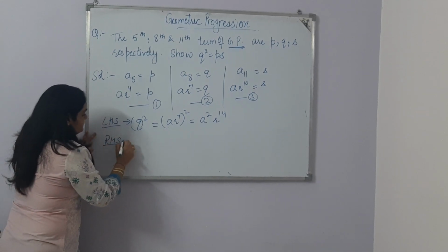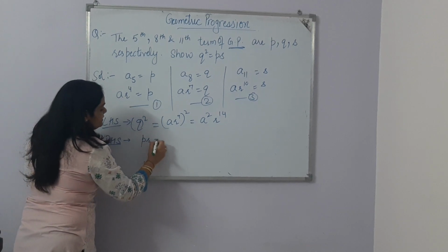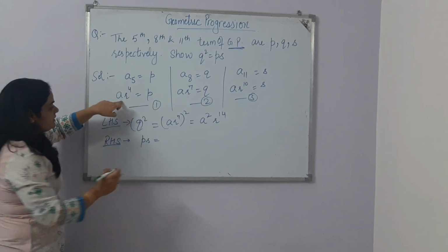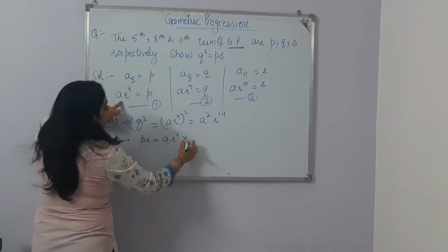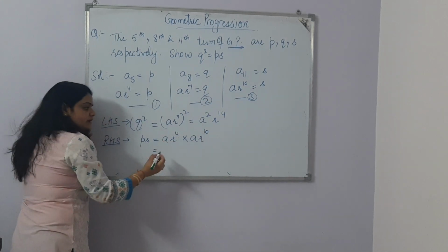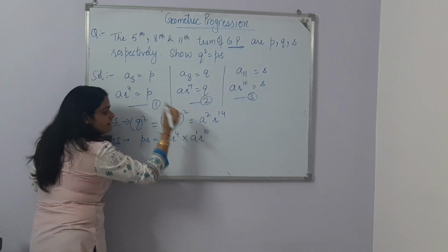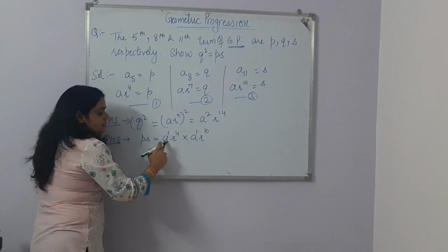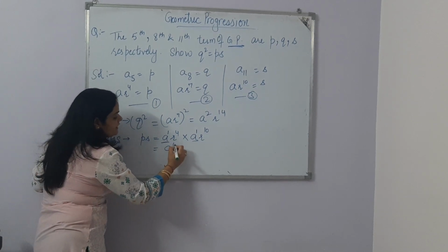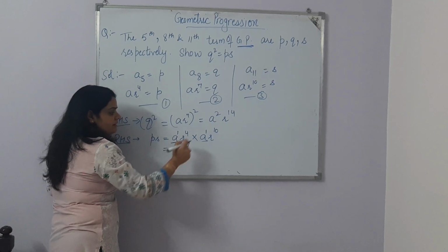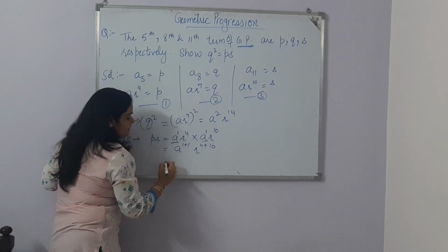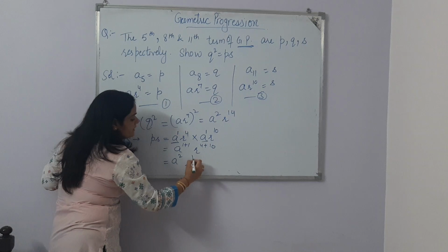Now we'll calculate the right hand side. The right hand side says we need to calculate the multiplication PS. What is the value of P? It is AR raised to power 4. And what is S? It is AR raised to power 10. If there is no power on A, that means its power is 1, and again its power is 1. There is a multiplication sign in between and the bases are the same, so powers will add: 1 plus 1 for A, and for R, 4 plus 10. It becomes A raised to power 2, R raised to power 14.